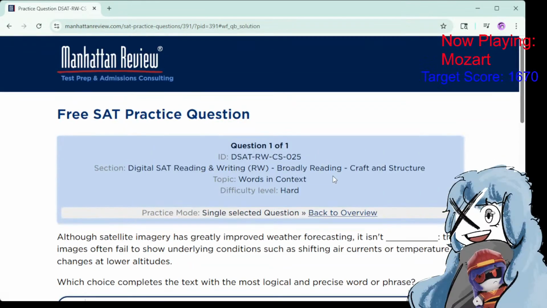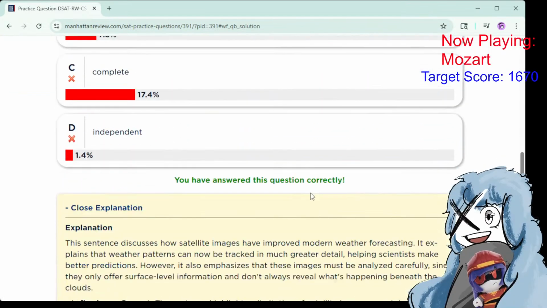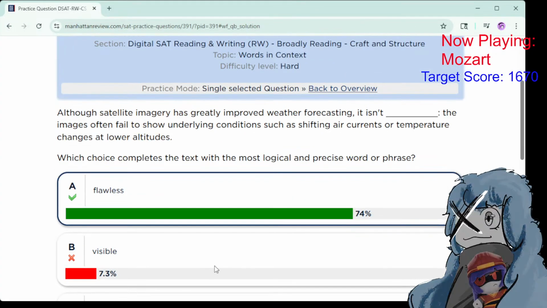What's this? A hard? This is a hard? Come on. Try me.